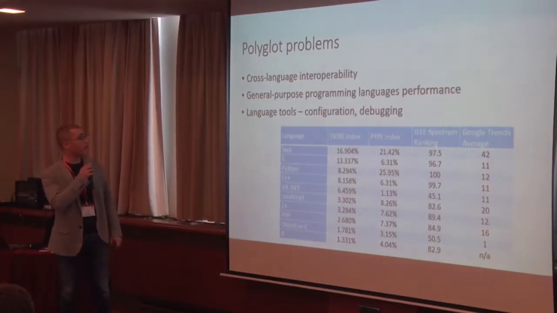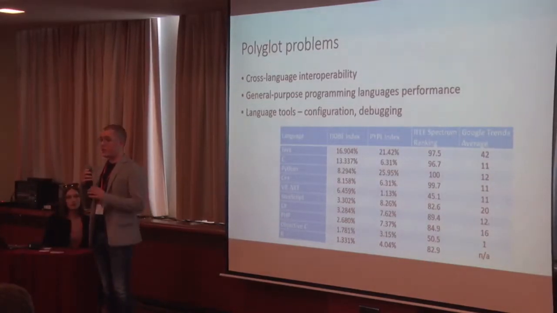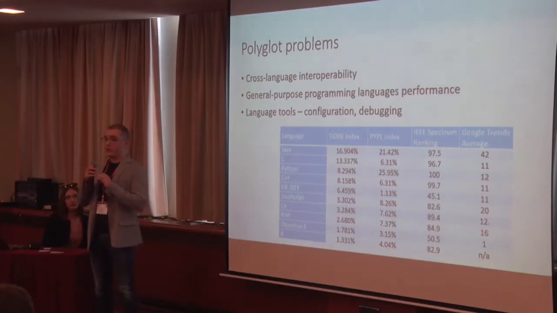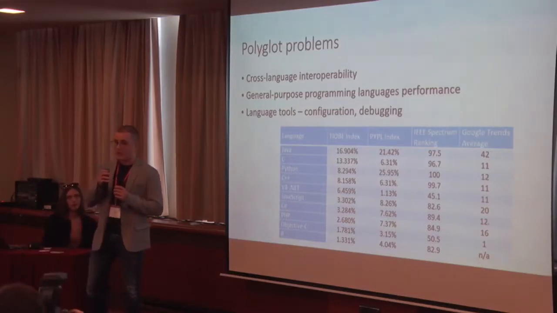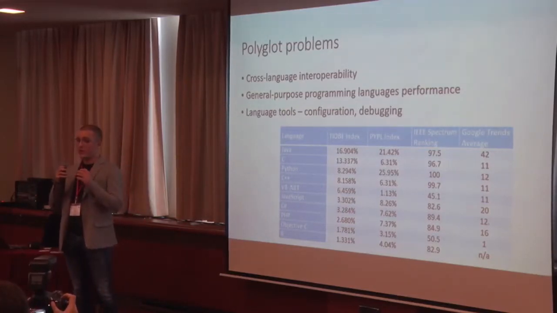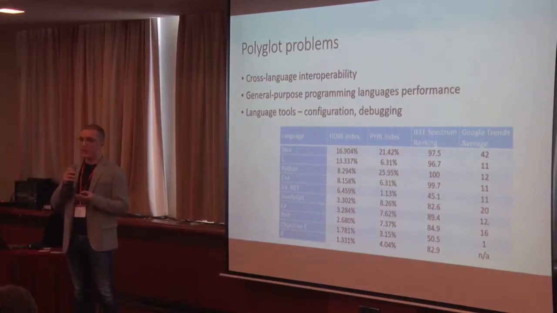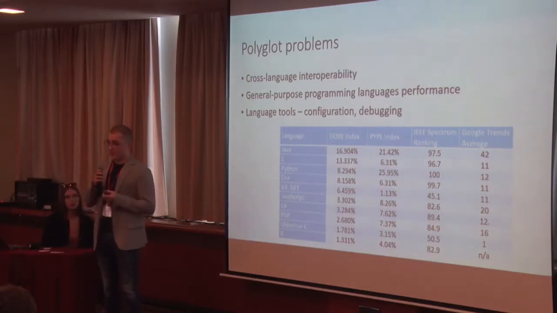So, polyglot problems. Cross-language interoperability, what does this actually mean? For example, you have a large project and you want to solve your specific programming problem with the language that solves this problem in the best way. But on the other hand, you're using, for example, Java, and for this particular problem you want to use a different language. When you want to do this, data needs to be marshaled and serialized and sent via some interface. And on the other side, you need to deserialize this data in order to use it. This creates a lot of overhead and causes performance losses.